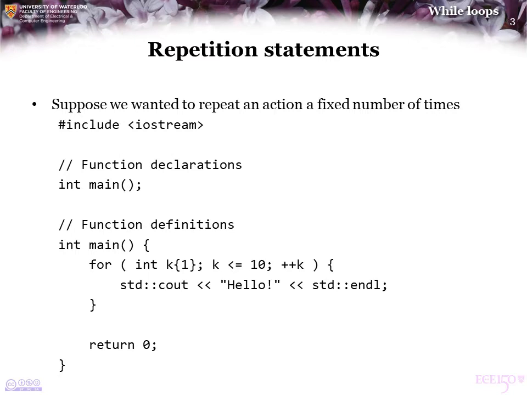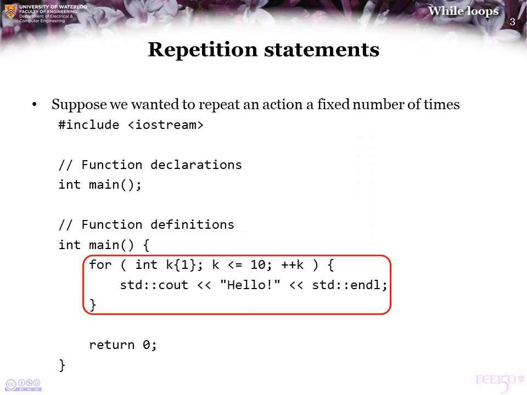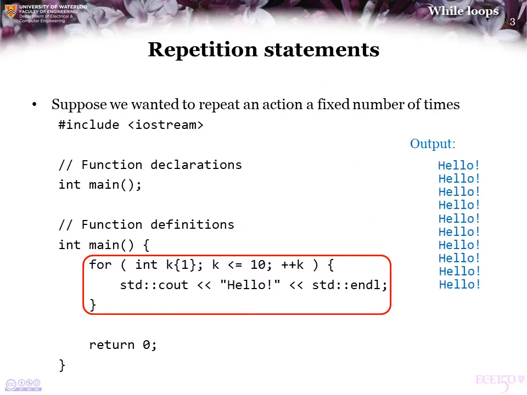Now, suppose you want to execute a particular action or sequence of statements a fixed number of times. This can be performed with a repetition statement. Specifically, in this case, we will look at a for loop. Now, when this program is executed, the output is very simple. It will print the word hello exactly 10 times. Once the 10th printing occurs, the program will exit. So let's take a look at how this for loop works.